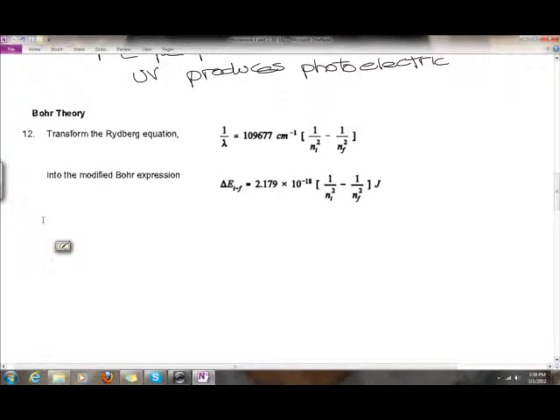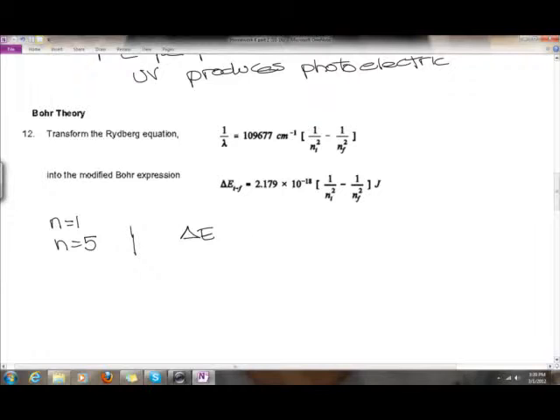So what did Bohr do? He modified this Rydberg equation and applied it to energy levels. You're converting the energy level of an electron to the difference in energy between the energy levels of an electron. If you have an electron in an energy level of 1, for example, and then you have it on 5, what Bohr did is calculate the difference in energy between the two states.